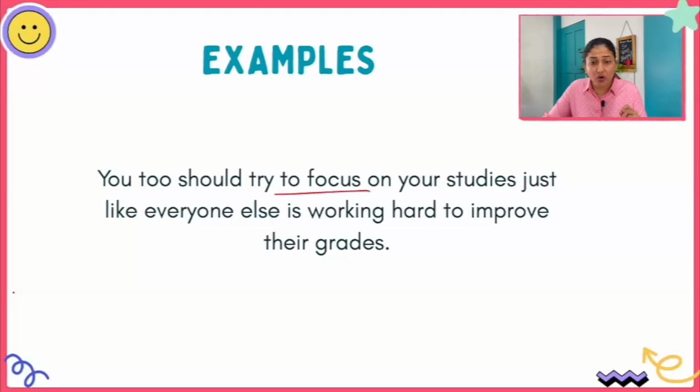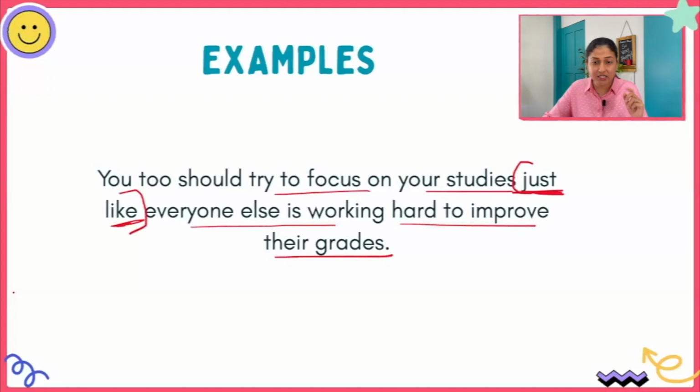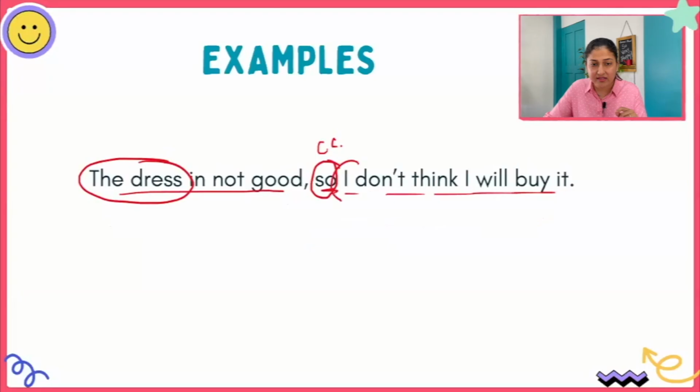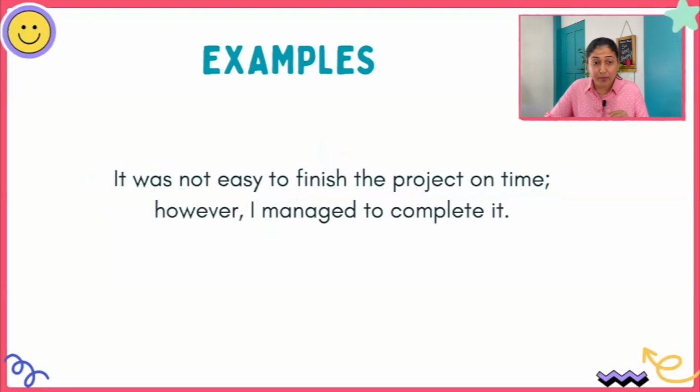You too should try to focus on your studies just like everyone else is working hard to improve their grades. Once again, a complex sentence. Why? A subordinating conjunction is there, just like. Next example. The dress is not good, comma, so I don't think I'll buy it. So, a coordinating conjunction, and we have two subjects, one in each clause, the dress and I. That's why there would be a comma. Okay, and this is a compound sentence. All right, next example.